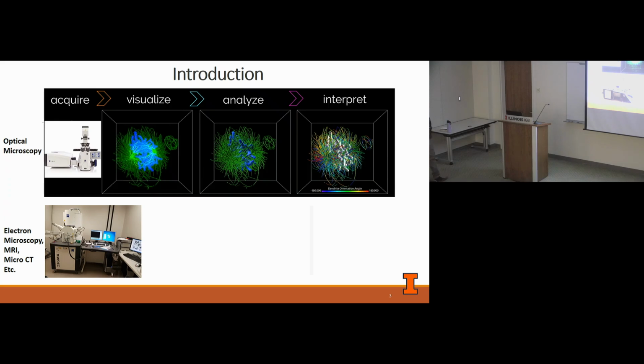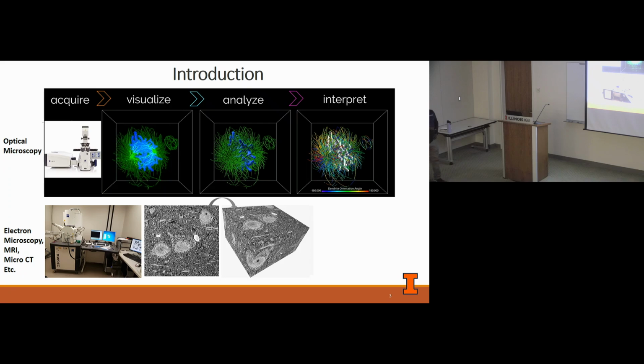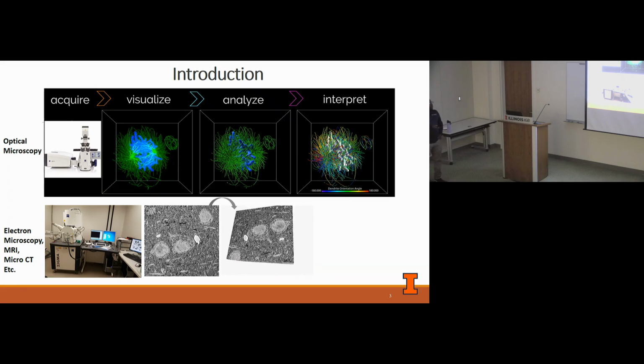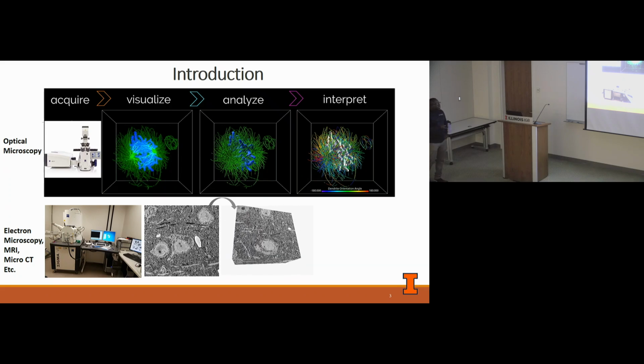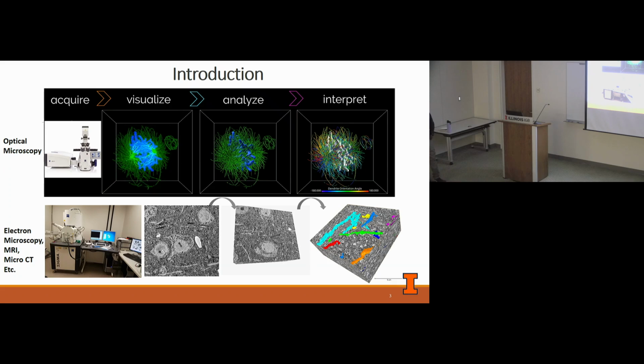A similar thing applies to grayscale data. It could be electron microscopy, MRI, or micro CT data. Here again, you obtain a stack of slices. You may need to transport that into an appropriate software, do some rendering, and then further process this into segmented data where you can actually obtain statistical information.